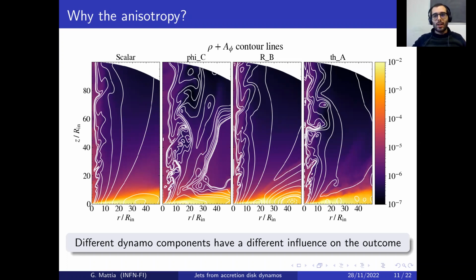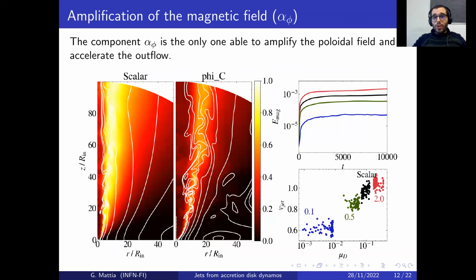And which is that outcome? Since we are in 2D, the phi component is the only one responsible for the amplification of the poloidal field, which is responsible, for example, for the Blandford-Payne outcome. So we expect that a stronger phi component leads to a stronger amplification of the magnetic field, which is exactly what we get. And here is the magnetic energy at a certain radius. You can see that if we multiply the phi component by 0.1, we get very low amplification, while if we multiply it by 2, so 20 times larger than the blue line, we also get a stronger amplification.